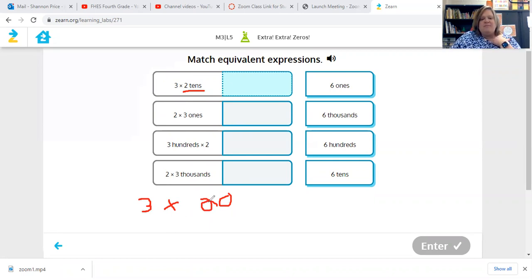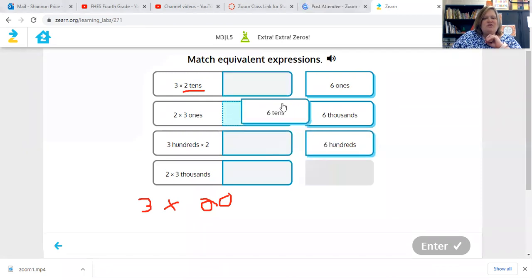So 3 times 20 is going to be what? How am I going to figure that out? Well, in the case of Zearn, the math program that we're using right now, we can take the number 3 times 2, which gives me 6, and then keep our tens. So 3 times 2 tens is really 6 tens, or 60. 10, 20, 30, 40, 50, 60.